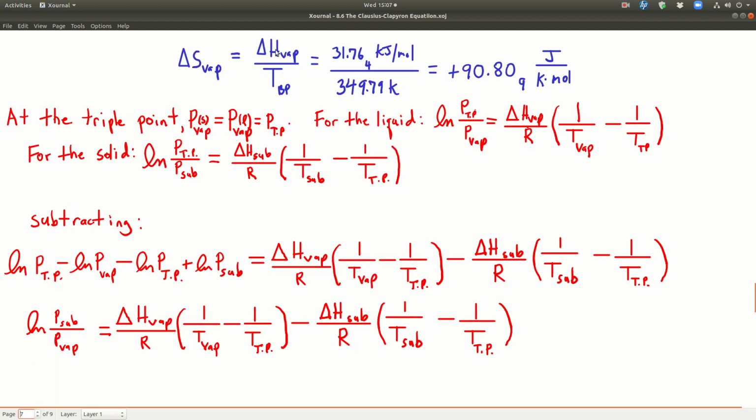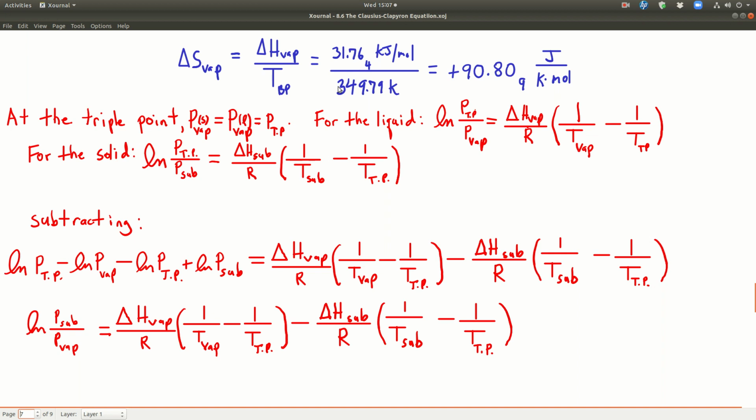Once we have heat of vaporization, the change in entropy of vaporization is easy. We just divide the heat of vaporization by the boiling point, and I get 90.81 or so joules per Kelvin mole. Now, okay, the triple point pressure and temperature. So we're going to take advantage of the fact that at the triple point, the vapor pressure of the solid is equal to the vapor pressure of the liquid, and that we're going to call the triple point pressure.